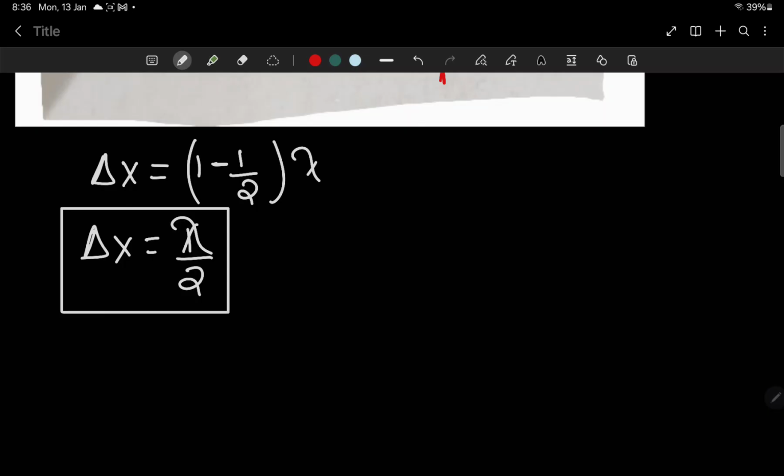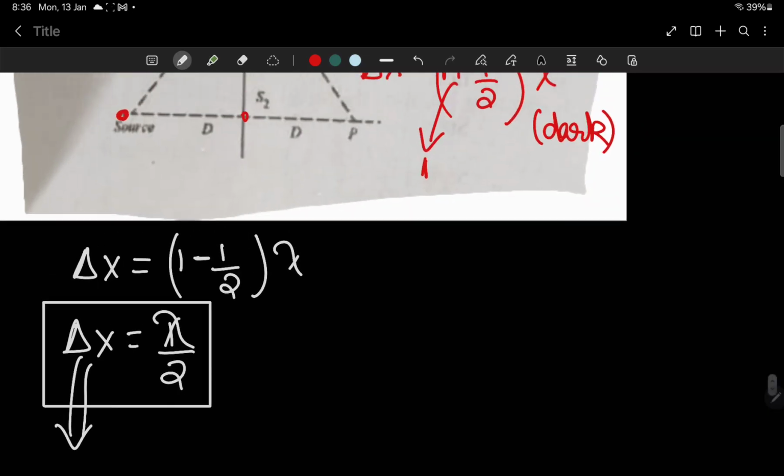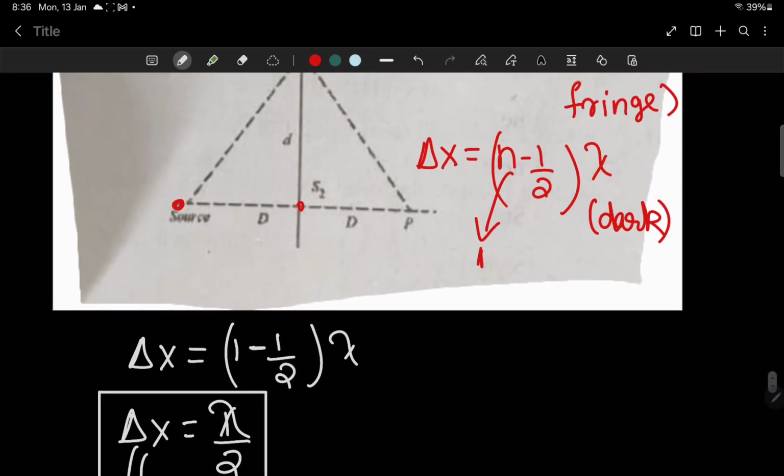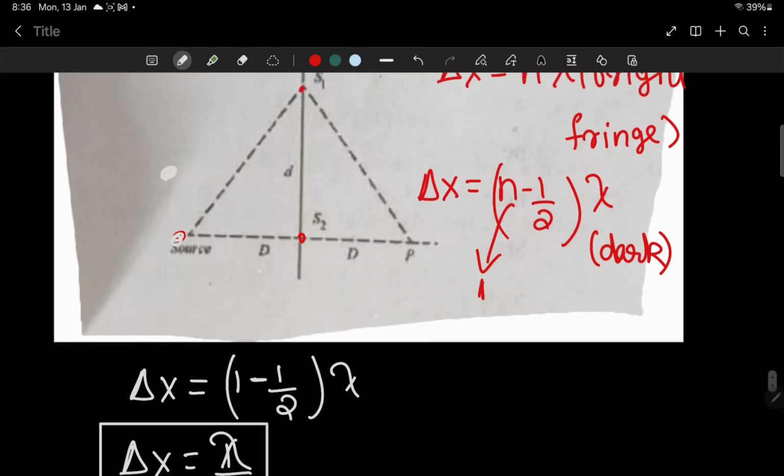So how to find this path difference? Here we can't use d sin theta and all. It's not proper because the source is here, not here. The source was here and the distance was equal, we should have used. But here the source is like this. So first of all, to find path difference, you know that what is the path difference?